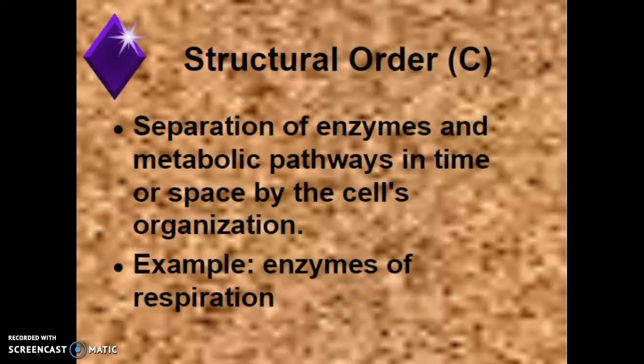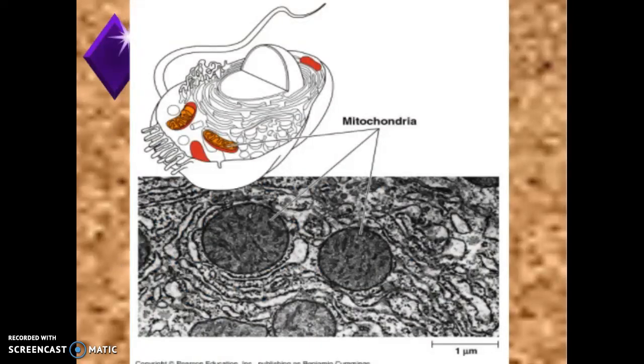When we talk about structural order, what we're talking about is essentially separating these pathways in different places of the cell. The example here is the enzymes of respiration. Those happen inside the mitochondria here. They're going to be in specific places inside the mitochondria. They're going to be on specific spots in the inner folds of the membrane. So that structural order controls our metabolism.